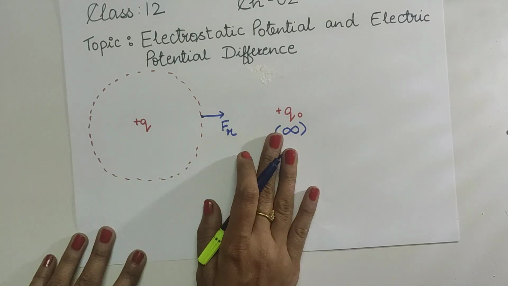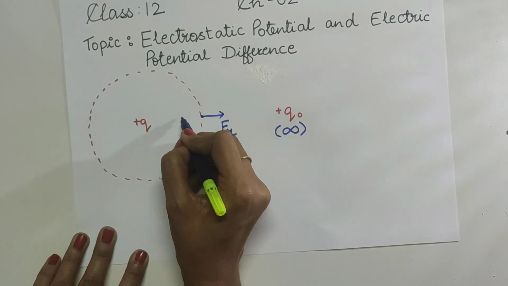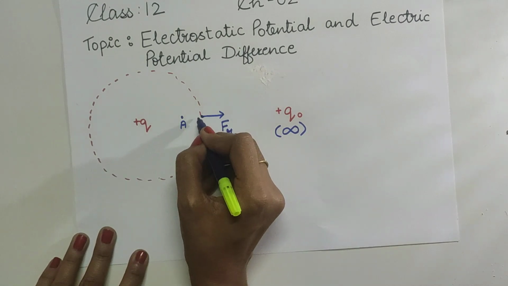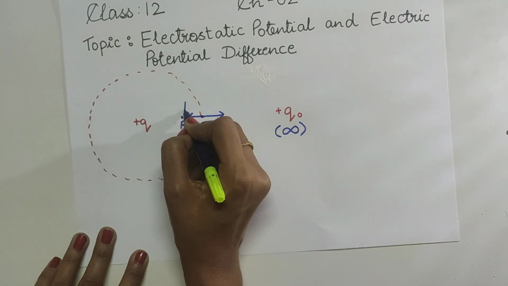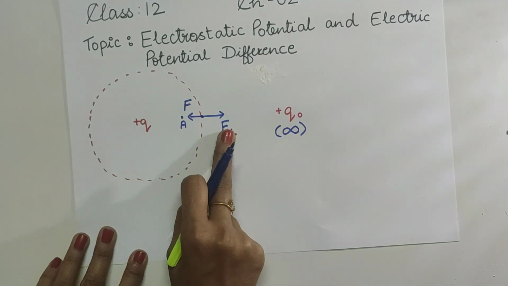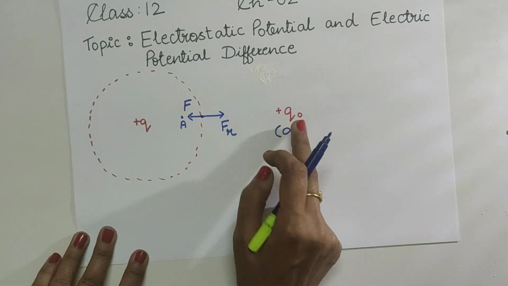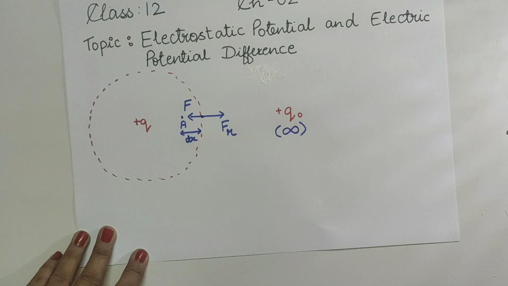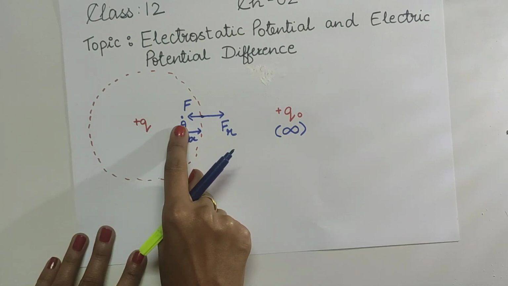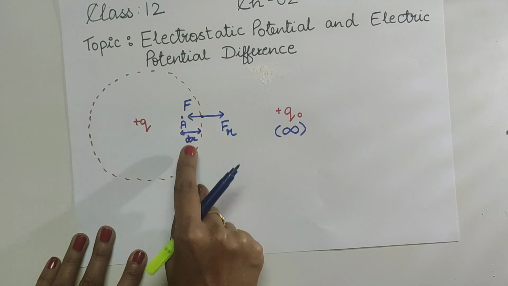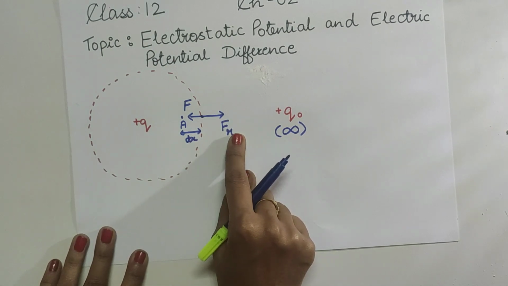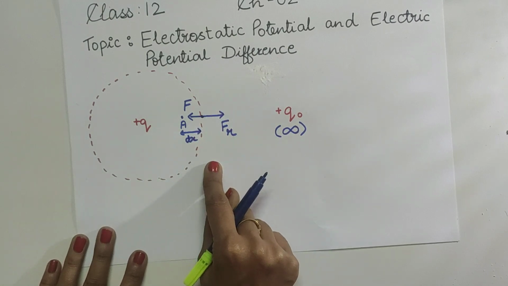However, we aim to bring this plus Q naught charge to a point A within the electric field. So, we have to apply a force, which I am denoting F, against this repulsive force so that my charge Q naught moves through a distance dx within the electric field and thus reaches point A. This force which enables the charge to move through a distance dx is actually the work done by the external agent to overcome this repulsive force.